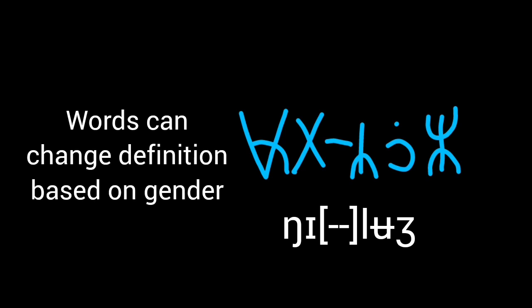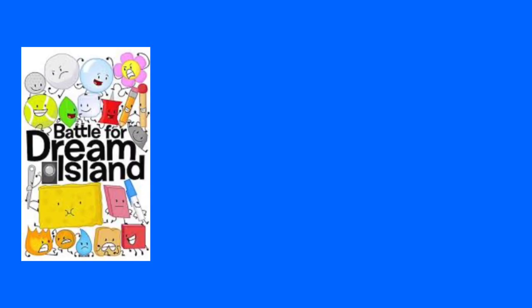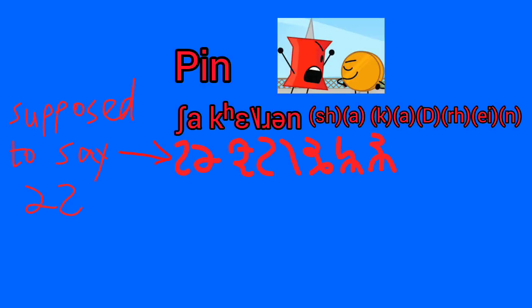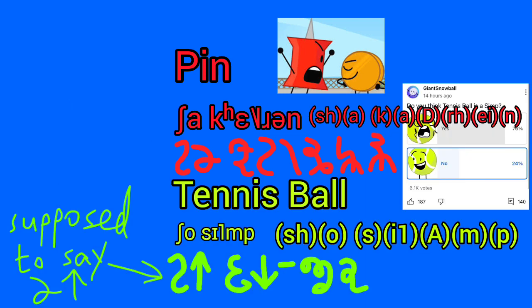But words can change definition based on gender. So if you use a feminine article such as sha, you have sha nieluj, which means a pencil. I also added other references to BFDI. So a pin would be Sha Karen, and a tennis ball would be Sho Simp. Don't blame me, blame the OSC community.